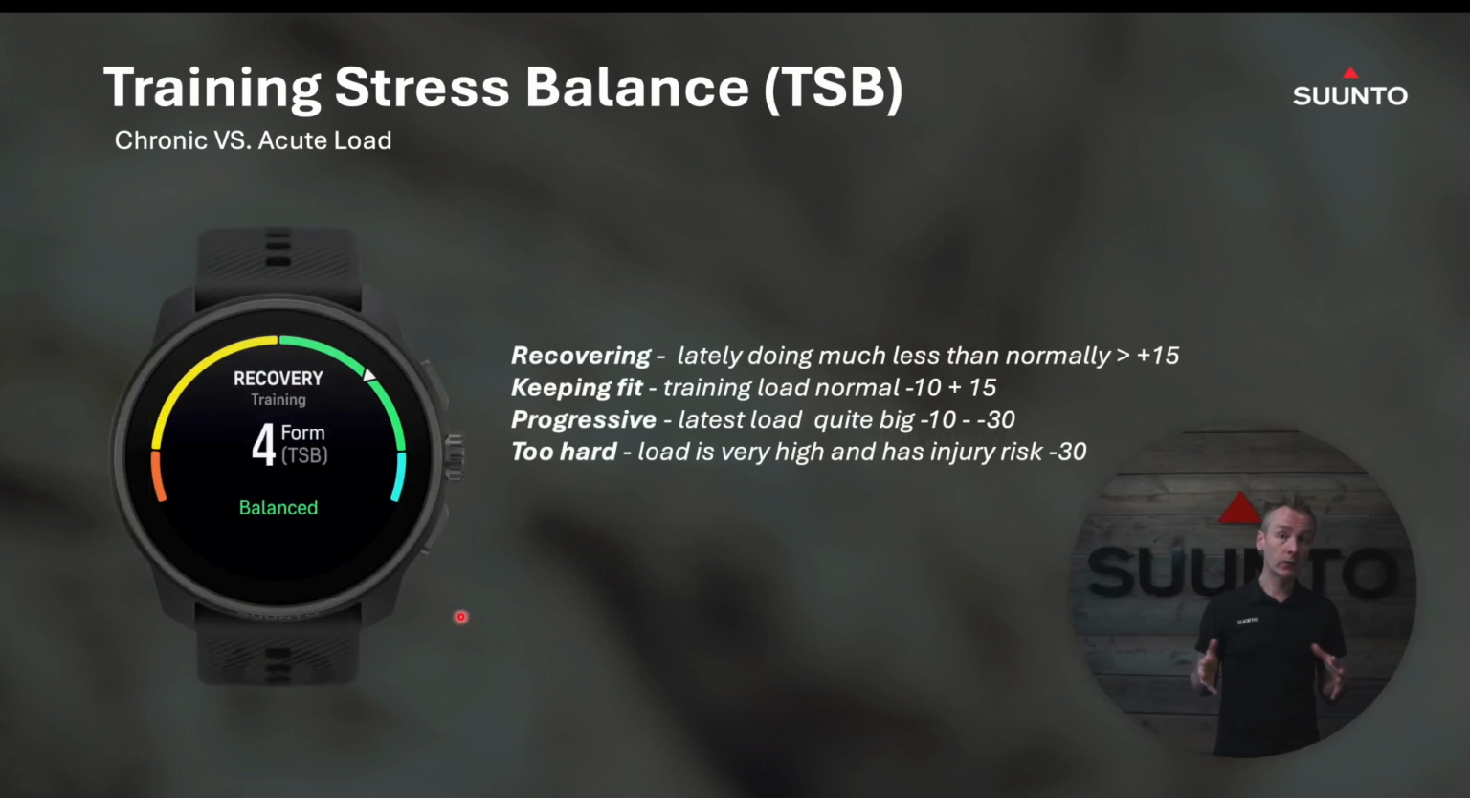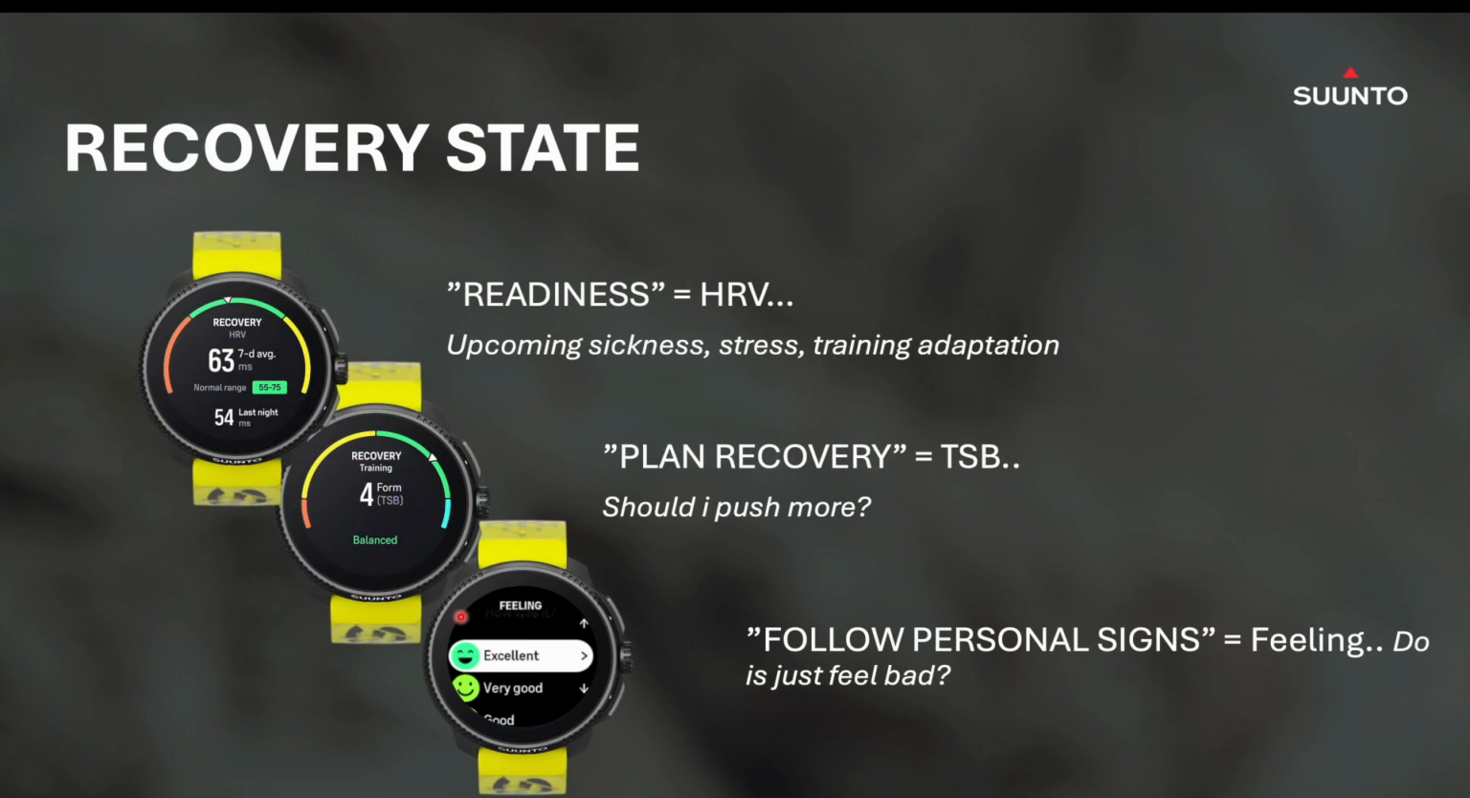And what we do is we rate these TSB values in a certain grading. So if you are too negative, it goes to yellow and reddish, which is like -10 to -30, and then if you are on the positive side, meaning that you have lately been training less than what you're used to, it's then green and blue. So it's easy to see at a glance, okay, am I now doing more than I'm used to? So that's a good way of understanding the recovery state.